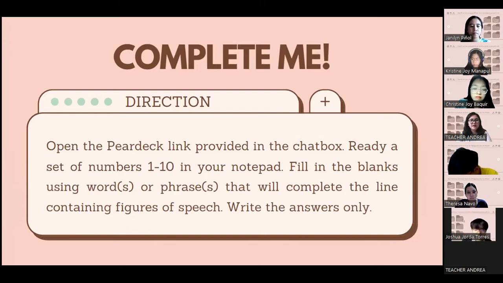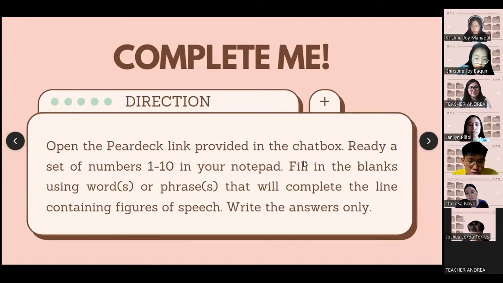So before that, the instruction would be: ready a set of numbers 1 to 10 in a notepad and fill in the blanks using the words or phrases that will complete the line containing figures of speech. The one that you'll be completing is a poem. Let us go to our peer deck.